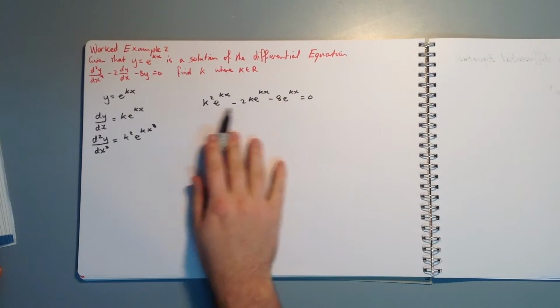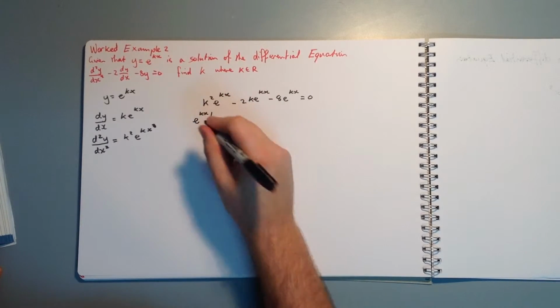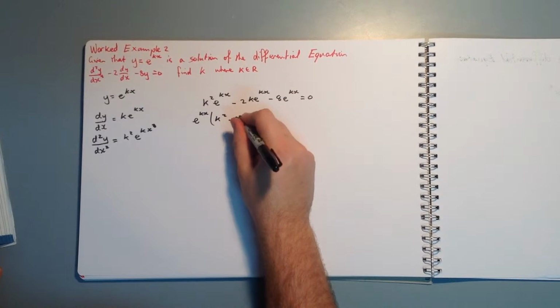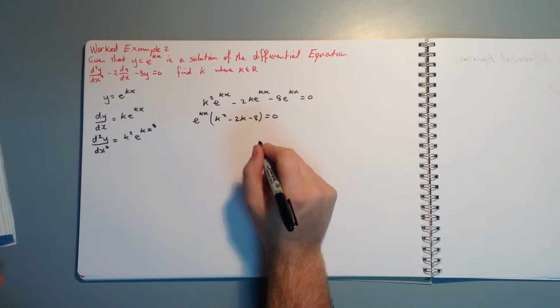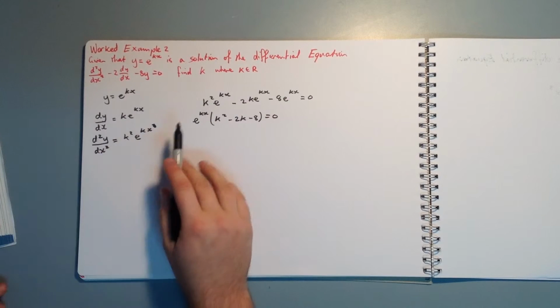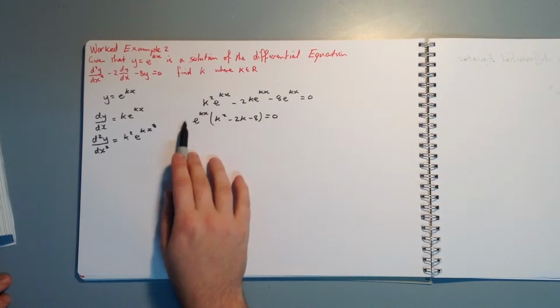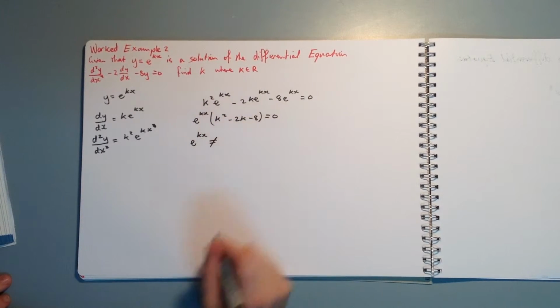Okay, well, what we can do first is take out e to the kx as a common factor. That's going to leave us with k squared minus 2k minus 8 equals 0. We can have a look at this and use the null factor law and say this has to equal 0 or that has to equal 0, but e to the kx cannot equal 0.